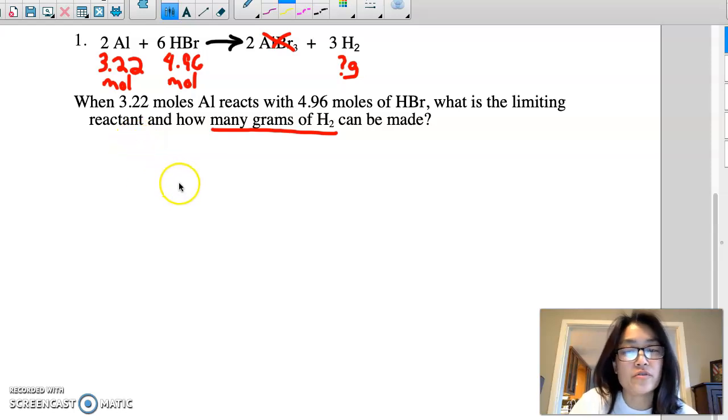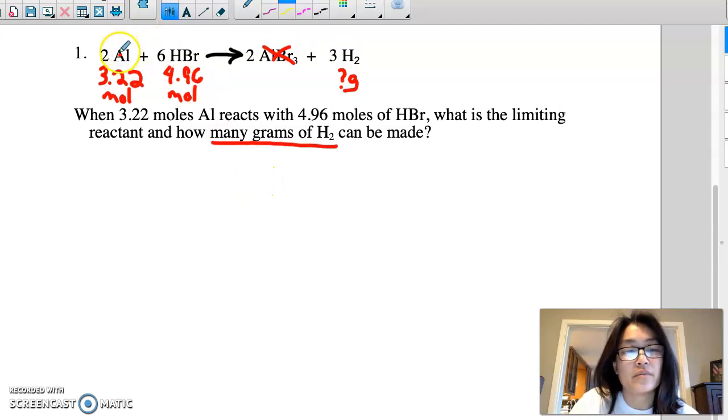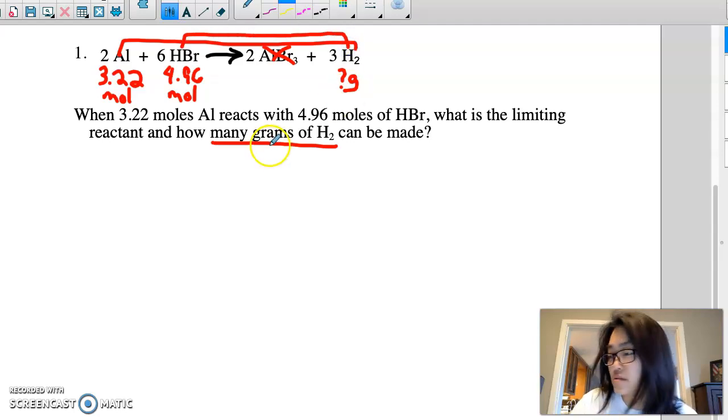Okay, so when you do your limiting reactant problem, you're going to be doing 2 conversions. You're going to be going from this reactant over to this product. That's one conversion. And then you're going to be going from this reactant over to the same exact product, so you can compare the 2 amounts.